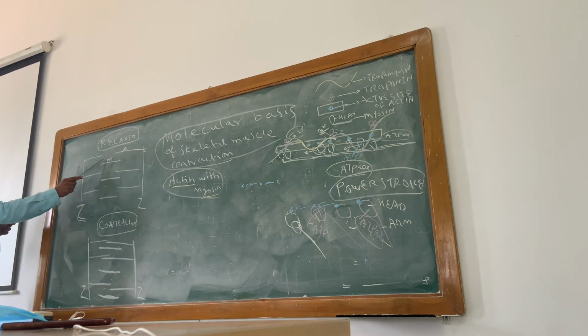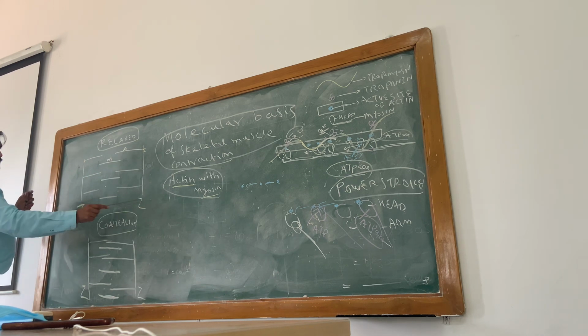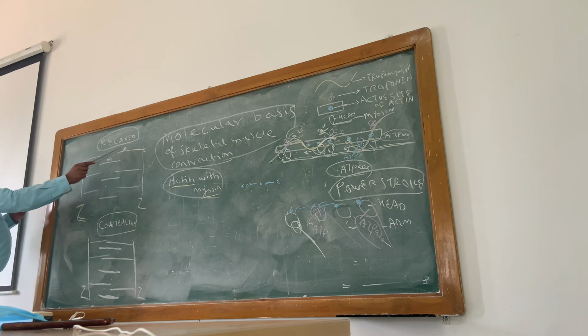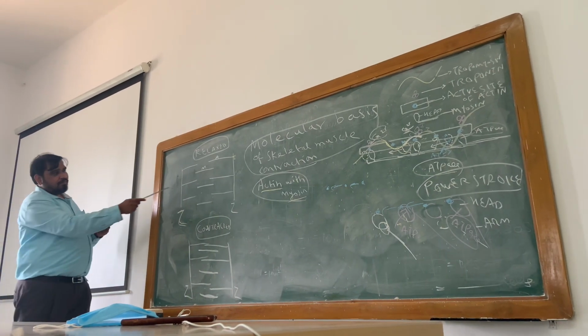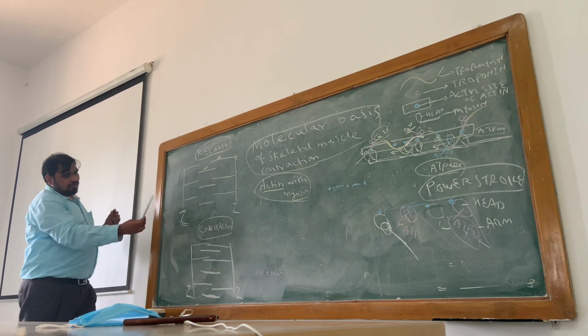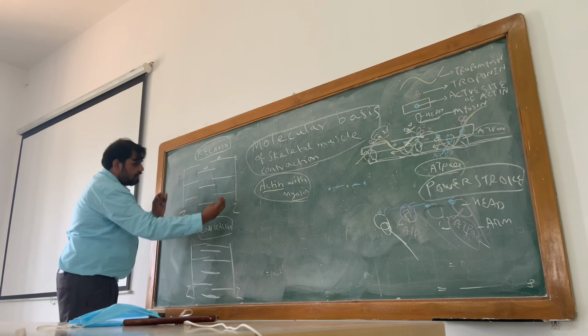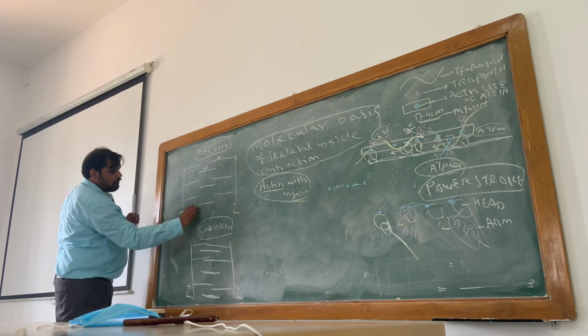Now based on the sliding filament theory, you can see here, this is the relaxed state. This is the structure of the sarcomere. The distance between two Z discs is called the sarcomere. This is A for actin, M for myosin. If you carefully watch the diagram, this is the relaxed state and this is the contracted state. What you are able to see? The Z discs are coming towards each other. This is the sarcomere.